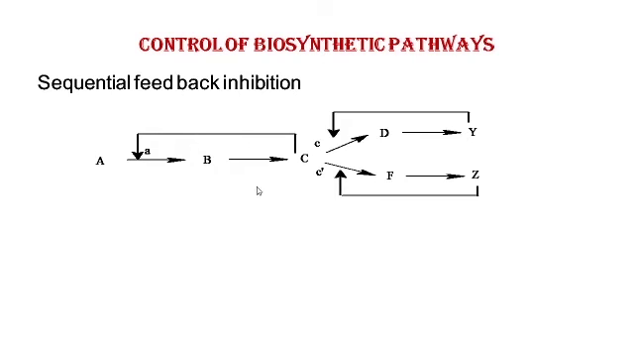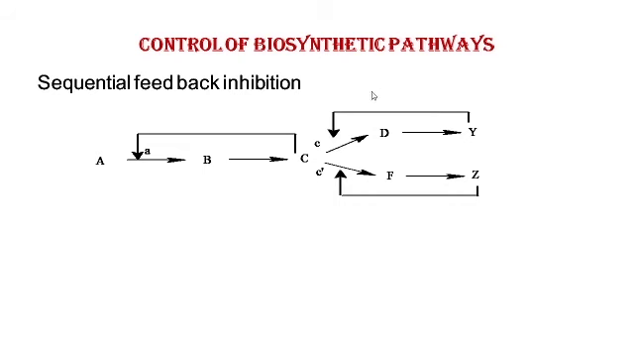In the sequential feedback inhibition, as exemplified by this pathway, you'll see that if Y is overproduced, it will stop the conversion of C to D, but it will not stop the conversion of A to B. If Z is overproduced, it will stop the conversion of C to F, which is further converted to Z.